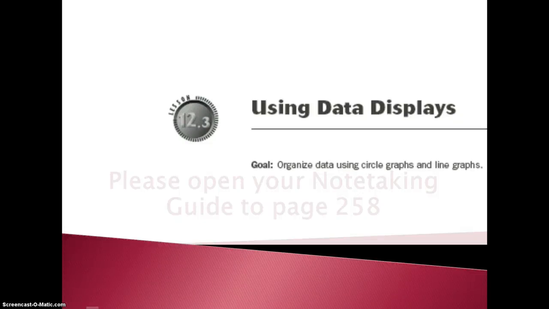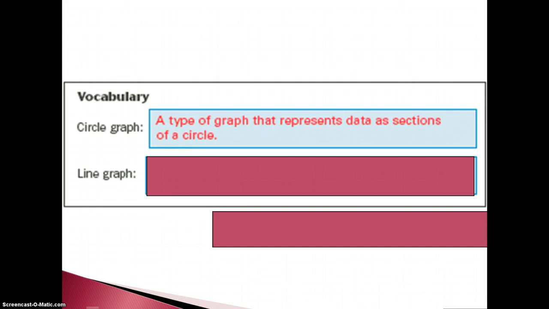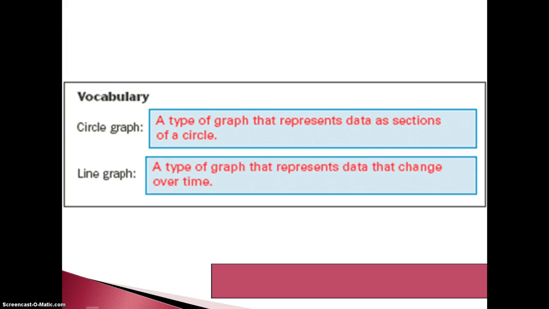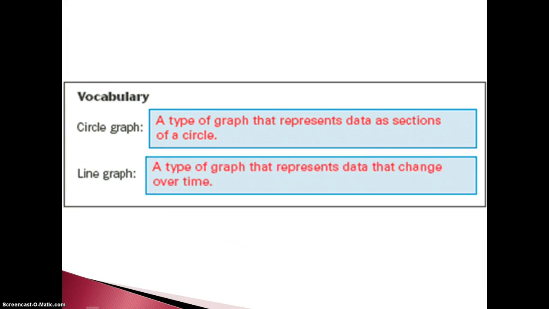Lesson 12.3, Using Data Displays. A circle graph is a type of graph that represents data as sections of a circle. A line graph is a type of graph that represents data that changes over time.